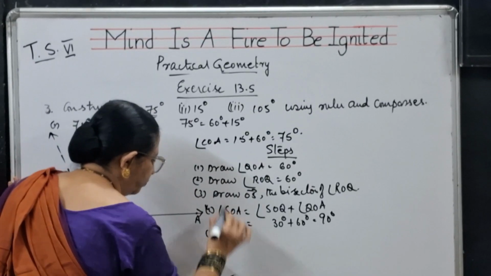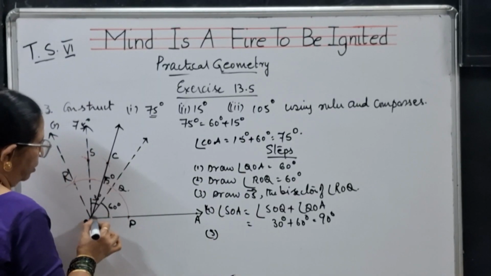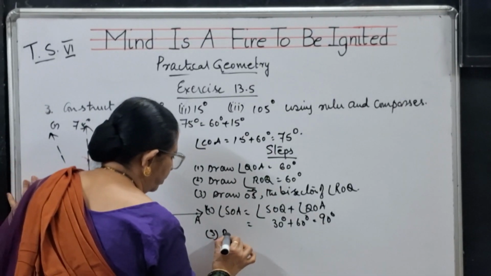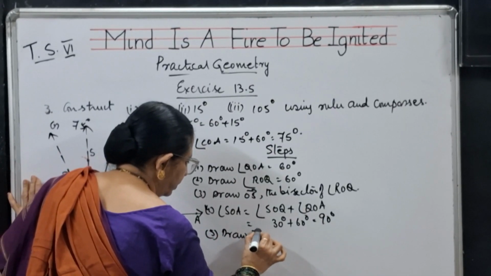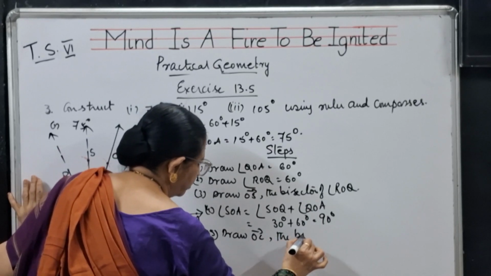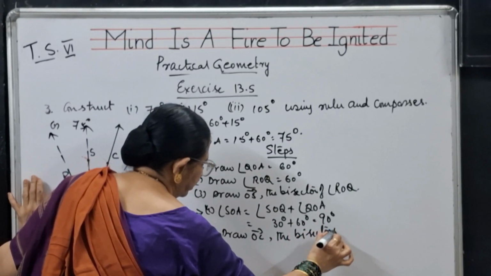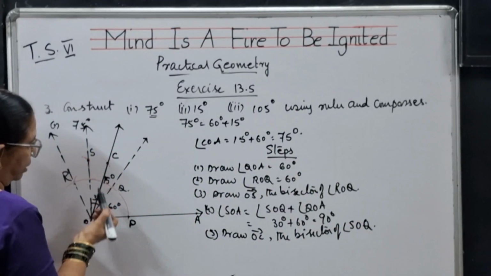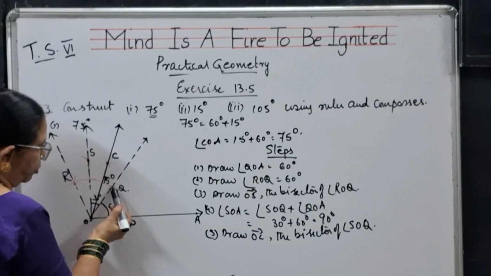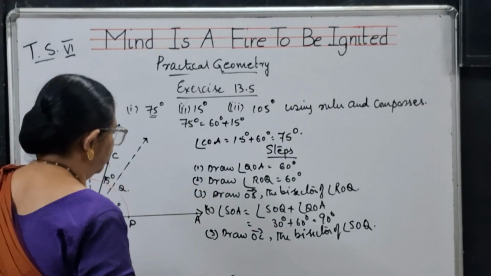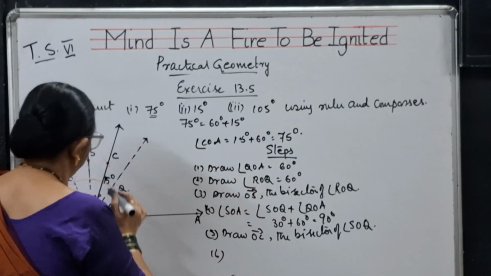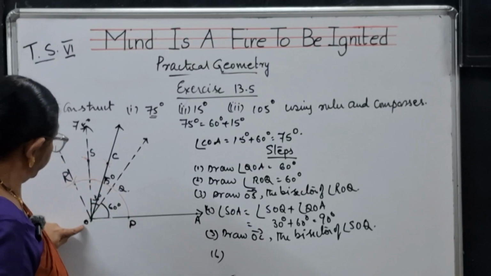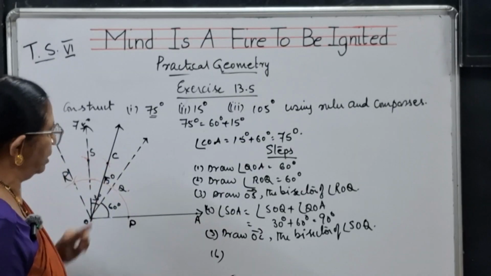Next, what is the fifth point? You have drawn OC ray, the bisector of angle SOQ. Draw OC ray, the bisector of angle SOQ. So, after drawing that, how much are you getting? Angle COQ is how much now? It is nothing but half of angle SOQ.